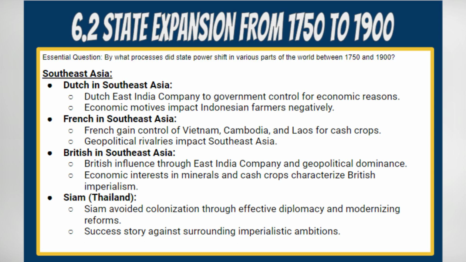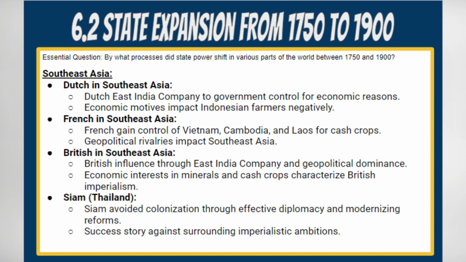French in Southeast Asia. French imperialism gained control of Vietnam, Cambodia, and Laos for cash crops, echoing Dutch economic motives. Geopolitical rivalries with other European powers impacted Southeast Asia.